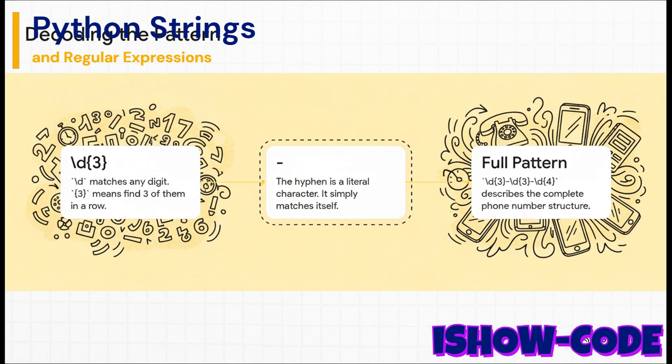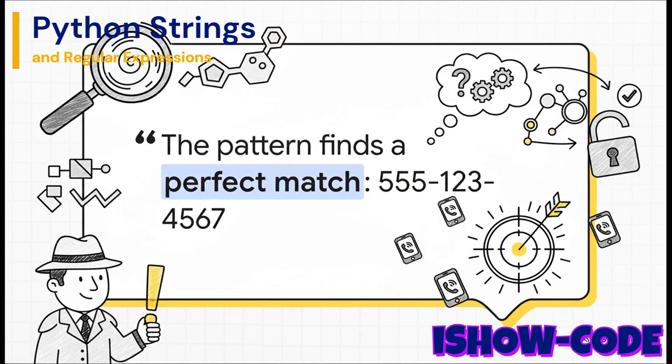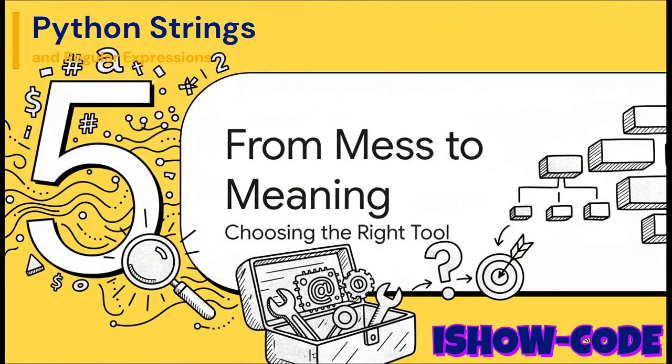That little \d just means any digit from 0 to 9. The 3 right after it just means, hey, find 3 of them in a row. And the hyphen, well, it's just a hyphen. It's literally looking for itself. So you put it all together, and we're telling the computer, find 3 digits, then a hyphen, then 3 more digits, another hyphen, and finish it off with 4 more digits. And just like that, the crucial point here is we didn't tell the computer to find that specific number. We described the pattern of a phone number, and our regex tool scanned all the evidence and found a perfect match. Case cracked.